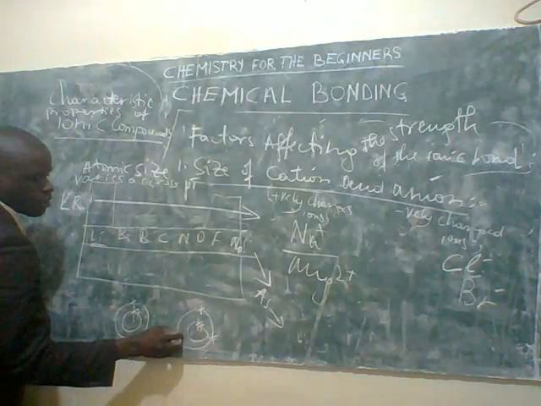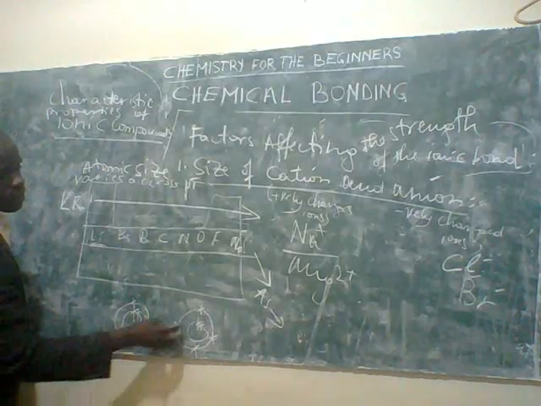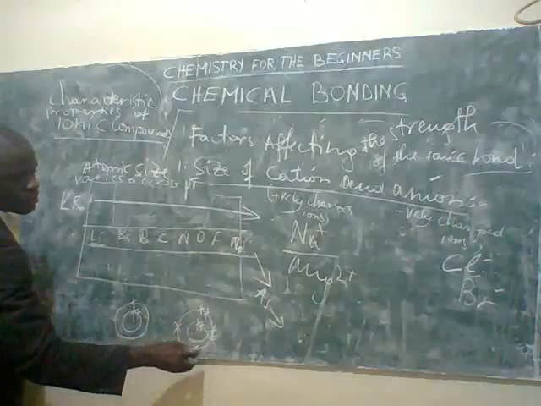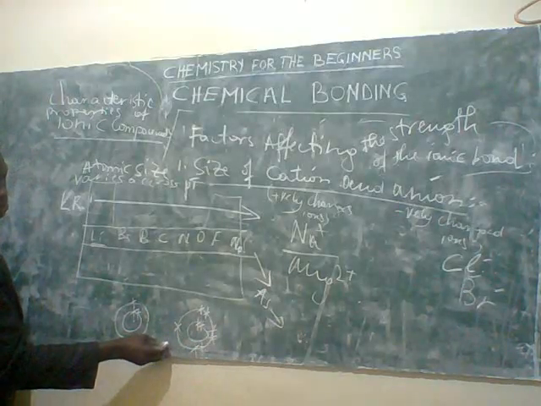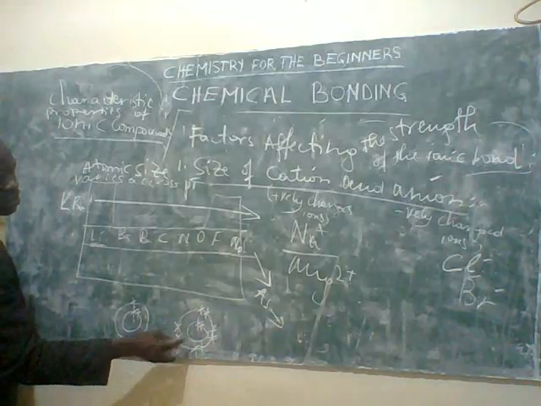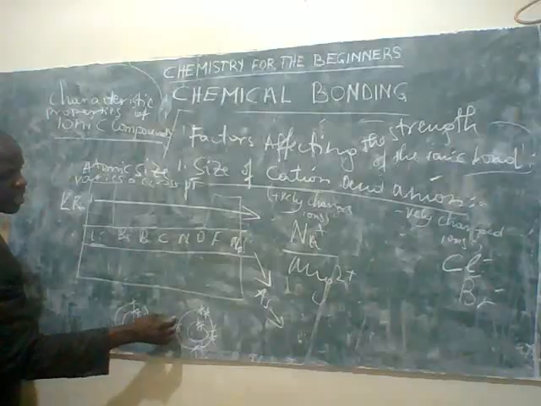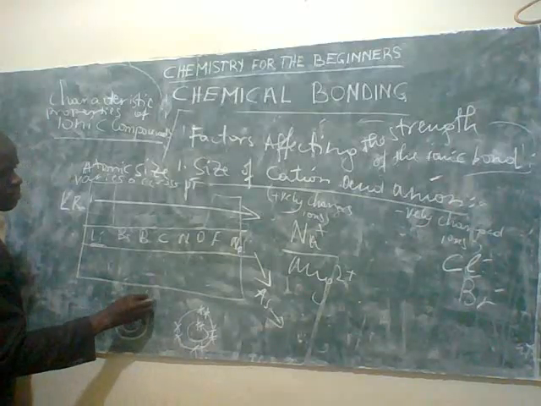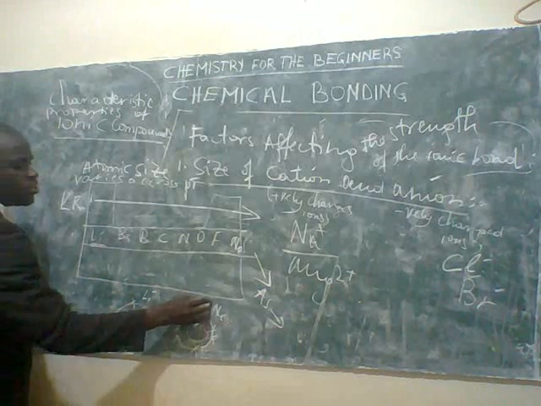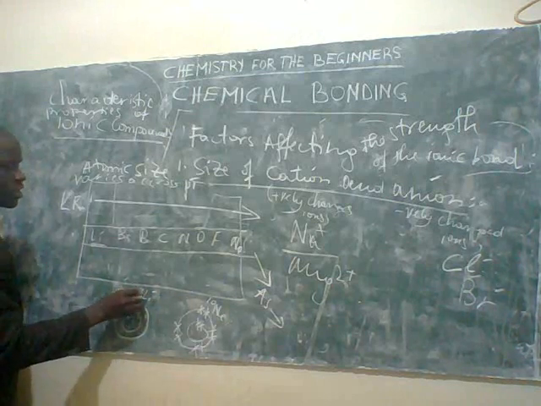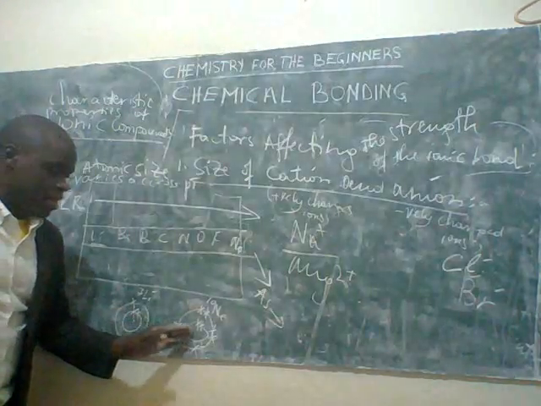3, 4, 5, 6, 7, 8. No, it is 1, 2, 3, 4, 5, 6, 7, 8, 9, 10. This is lithium, and this is neon. Neon is 10, and this one is 3. Lithium is 3, and this is 10.